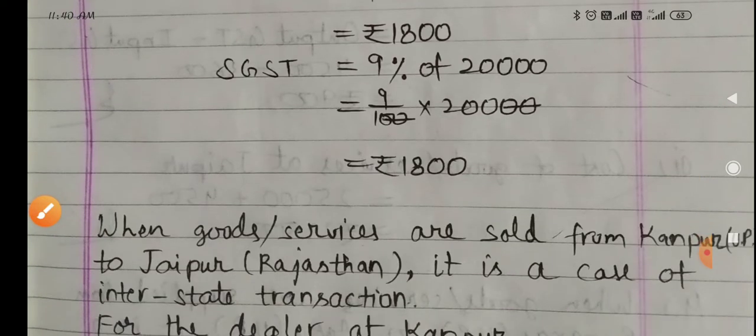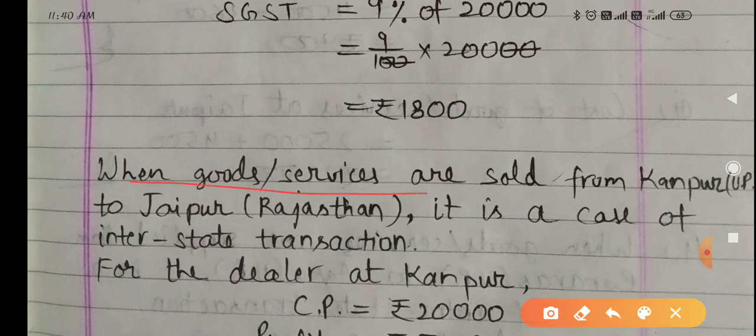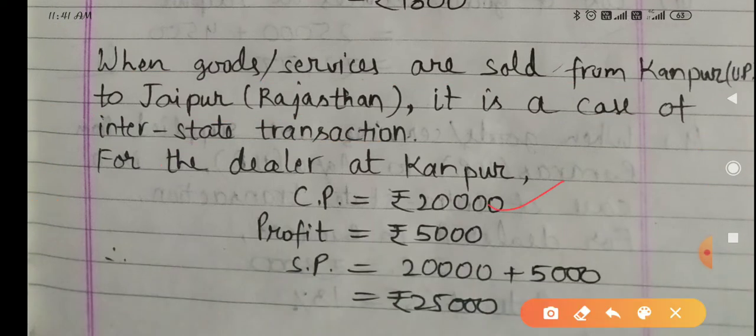So I have written the second case here, when goods and services are sold from Kanpur to Jaipur, Rajasthan, it is a case of interstate transaction. So for the dealer at Kanpur, CP will be 20,000 because SP of Agra will be CP of Kanpur. Profit at Kanpur is given as 5,000. So SP at Kanpur will be 25,000. You can see here CP 20,000, profit 5,000, SP will be 25,000.